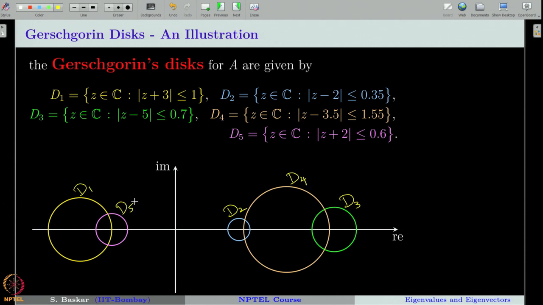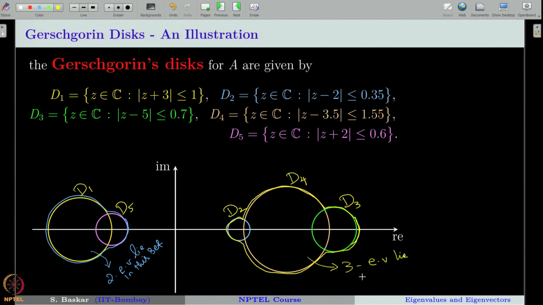Now, the Gerschgorin disk theorem also says that you have precisely 2 eigenvalues in this region. Why 2? Because this is the union of 2 disks. Therefore, 2 eigenvalues lie in this set. Similarly, 3 eigenvalues will lie in this set. That is what the Gerschgorin disk theorem says. That is, you can find 3 eigenvalues lying in this set.